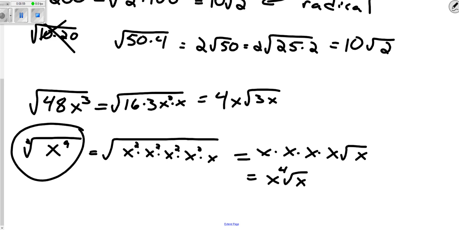How many times does 2 divide into 9? Not decimal, just like 2 would go into 9 4 times. And what would be the remainder? 1, x to the 1. So you could do it like that too. Okay, these will take a little bit of practice.